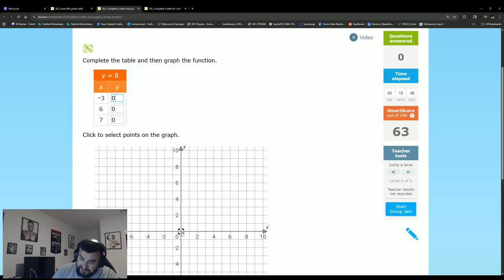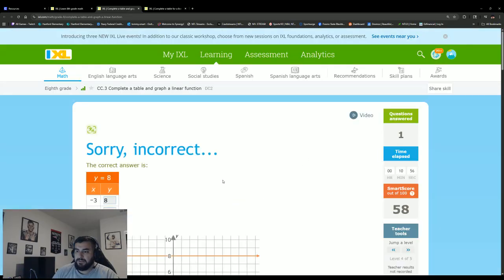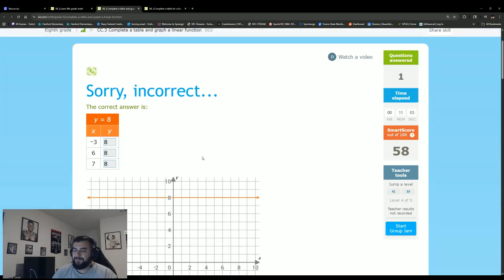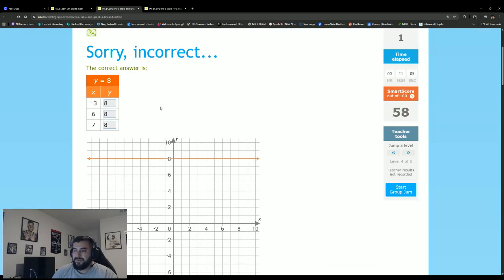Okay, y equals 8. That means it's going to cross the y-axis at 8 forever, infinitely, so I just make a line across it. Okay, like that. See, incorrect. They're all 8. Oh my gosh, look at that. I made a mistake.